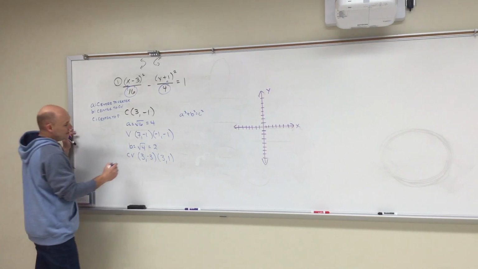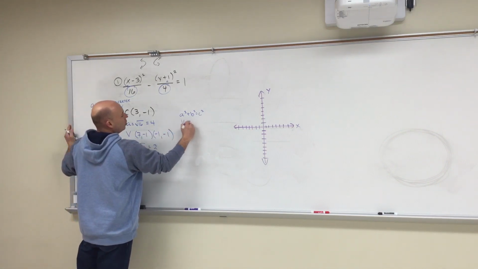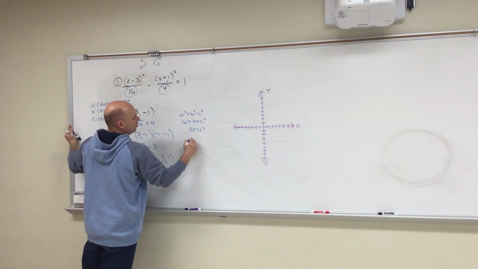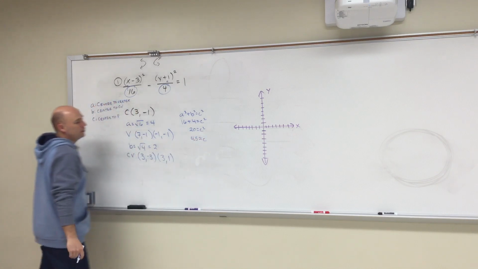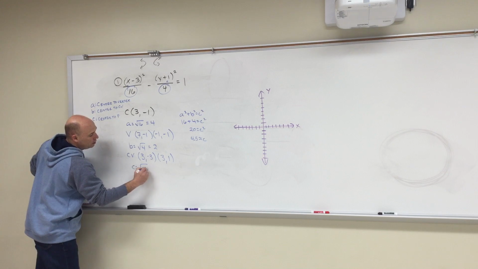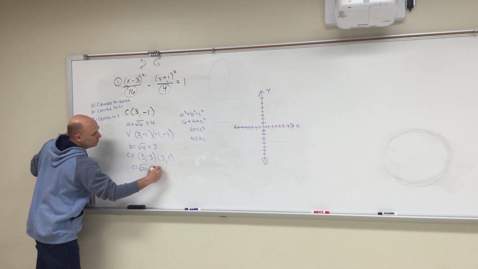So my c value: I'm going to have 16 plus 4 is equal to c squared. So 20 is equal to c squared. So the square root of 20, and I don't have a calculator on me, but I'm going to guess it's around 4.5. If I'm wrong, I'm sorry. So the c value is the square root of 20, which is around 4.5.